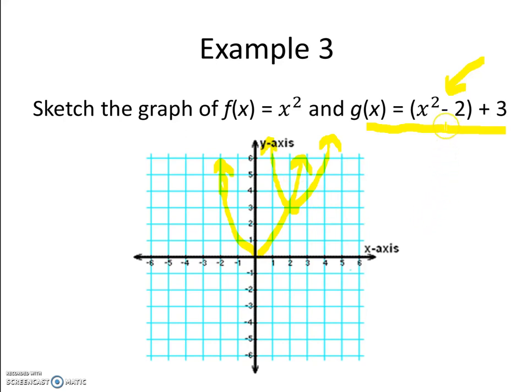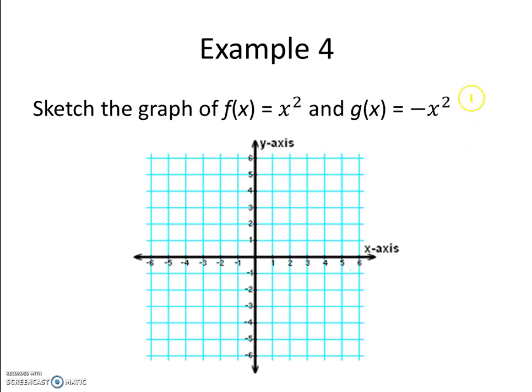Again, the shift is negative 2 when we're doing x. It's always the opposite. So it's at positive 2. But then when it's on the outside, it's an actual shift on y of 3. So we went over 2 and up 3 for the vertex of this function.